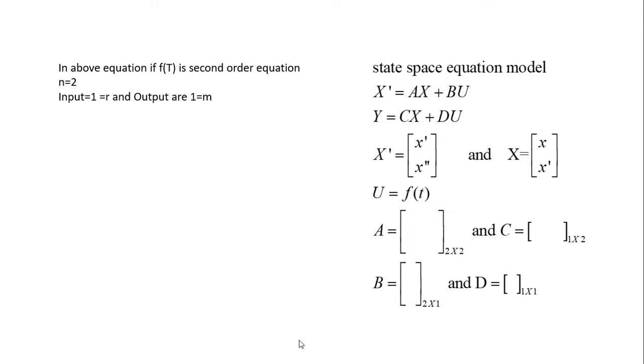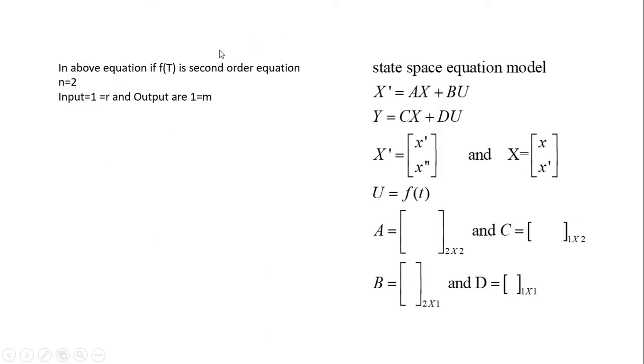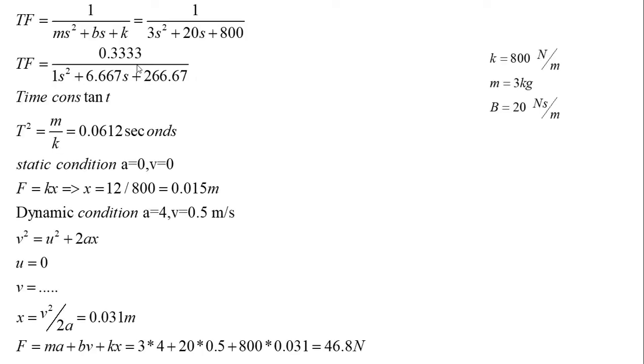Now, what are these n by n, n by m, m by n? Here, first n by n, then n by m, then m by n, then m by m. What is this n and m? We will see. Now see here, the f of t equation that we have been given. See here, this is the f of t equation.